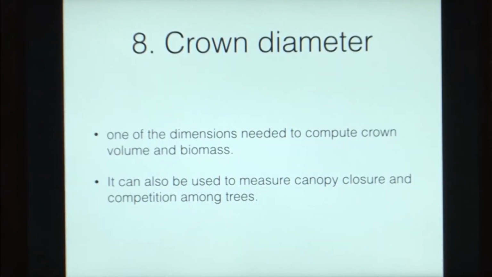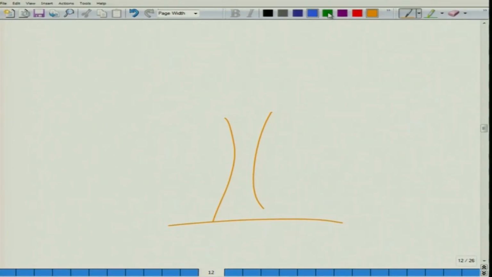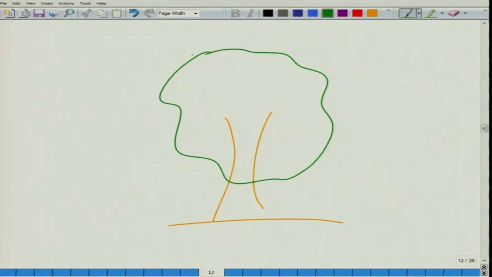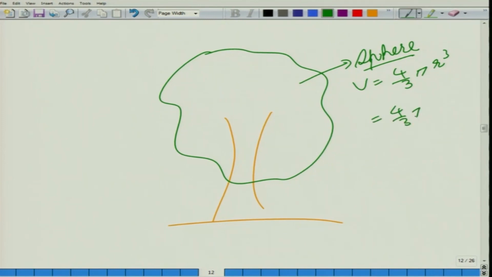The next attribute in the case of this canopy or the crown is the crown diameter. Now, crown diameter is a dimension that is needed to compute crown volume and biomass. So, for instance, if you considered your tree and suppose you considered its volume to be a sphere, then the volume would be given by 4 by 3 pi r cube or 4 by 3 pi d by 2 whole cube. So, in this case, to calculate its volume you only need one parameter, that is the diameter.